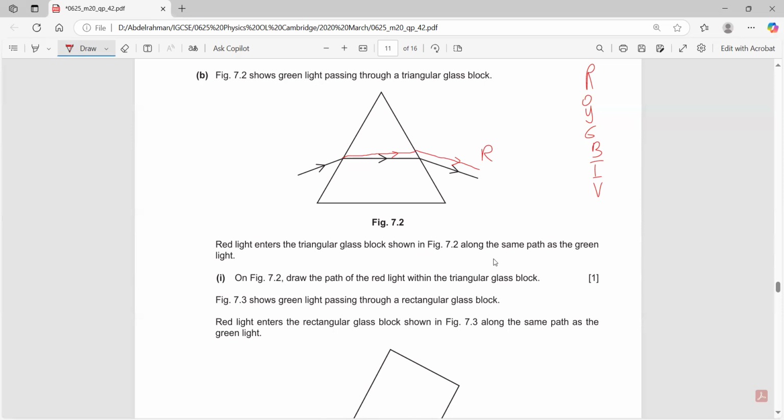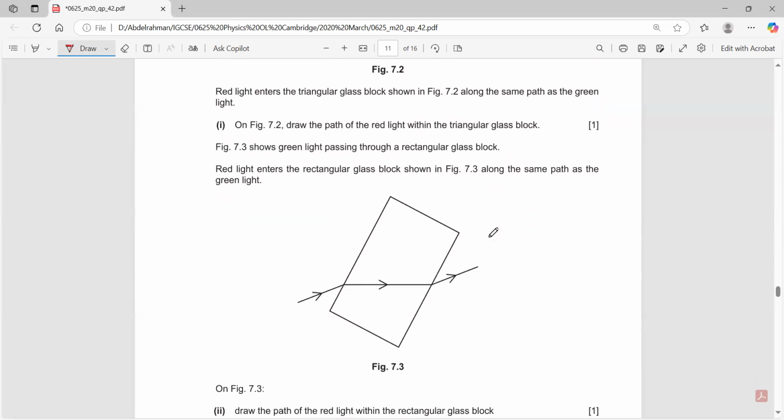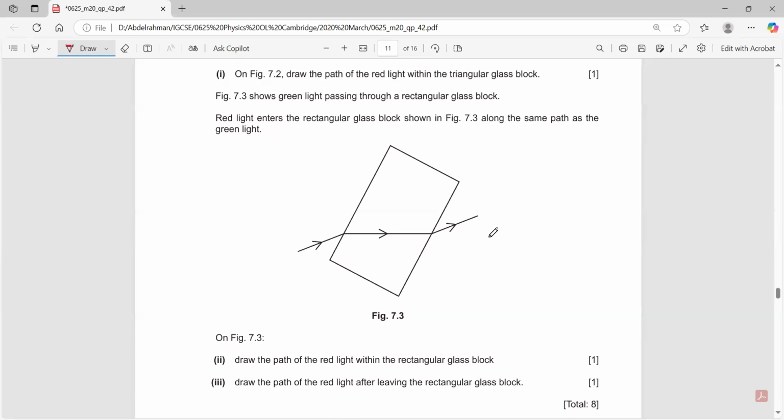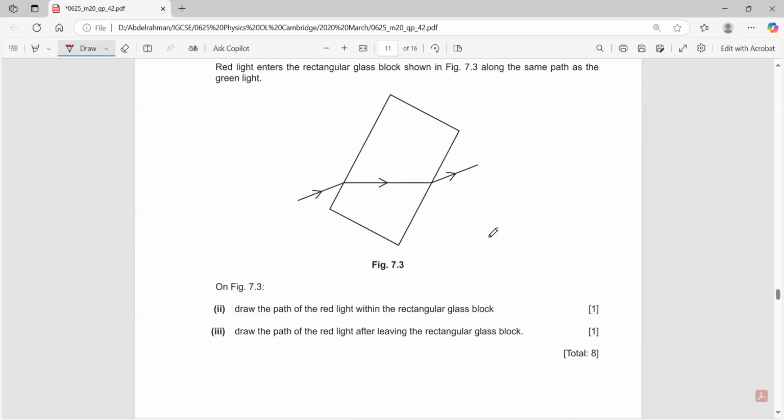If it were blue, indigo, violet, it would have been below the green. Figure 7.2, we have the path of red light. Okay, we drew the path of the red light. On figure 7.3, again, we have the green light passing through a rectangular glass block. Red light enters the rectangular block shown in figure 7.3. Draw the path of the light within the rectangular glass block, and then after it leaves the glass block.